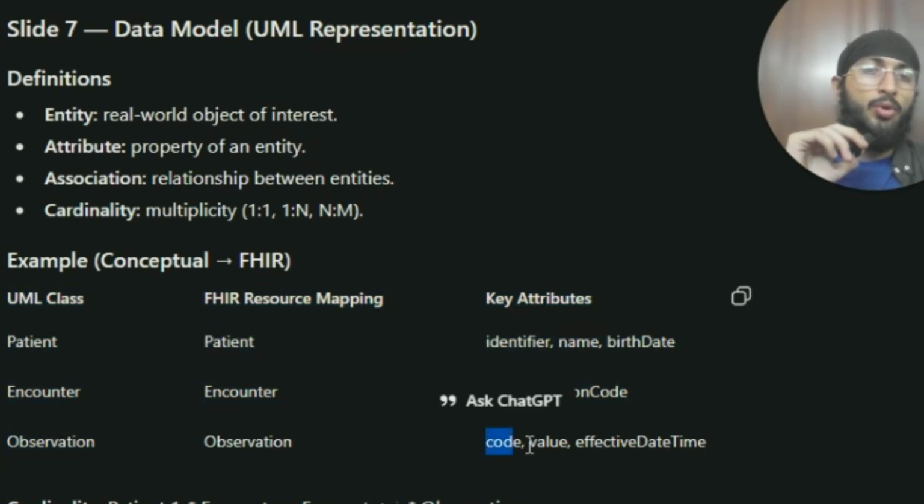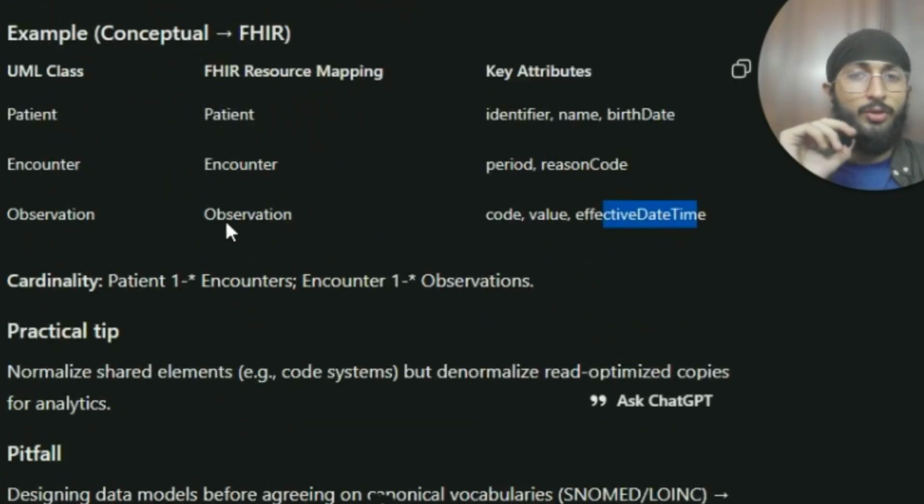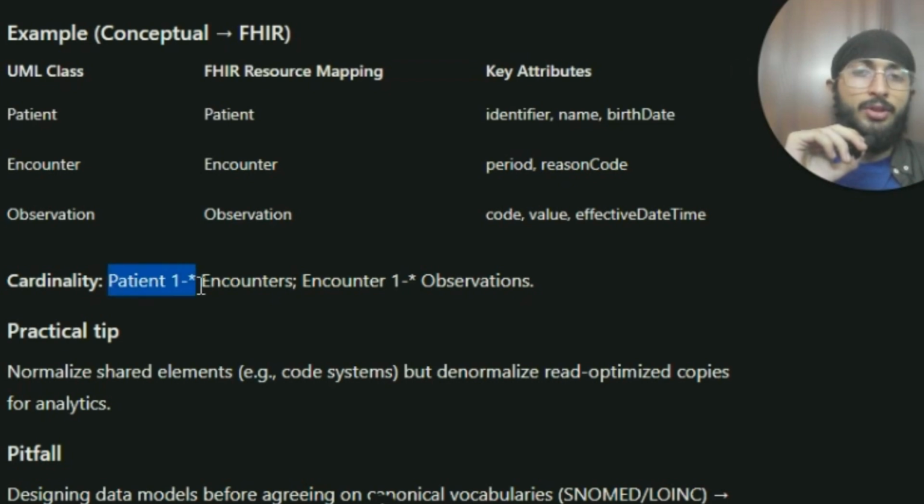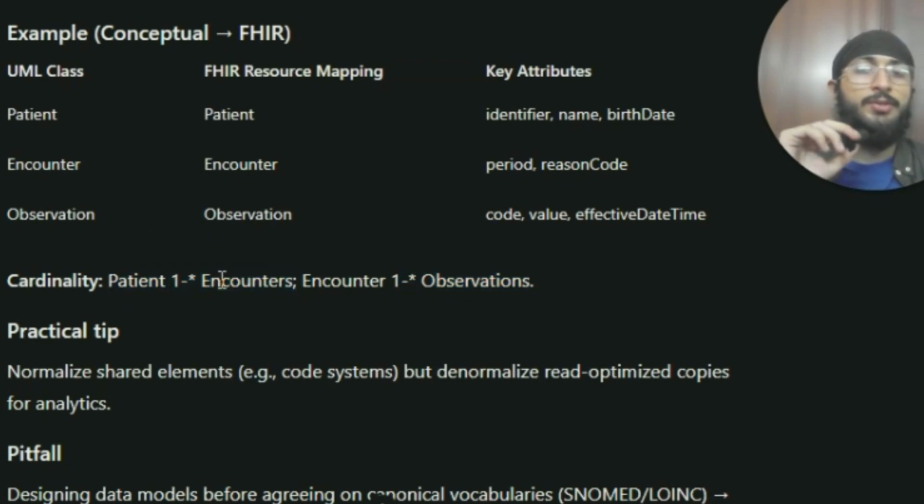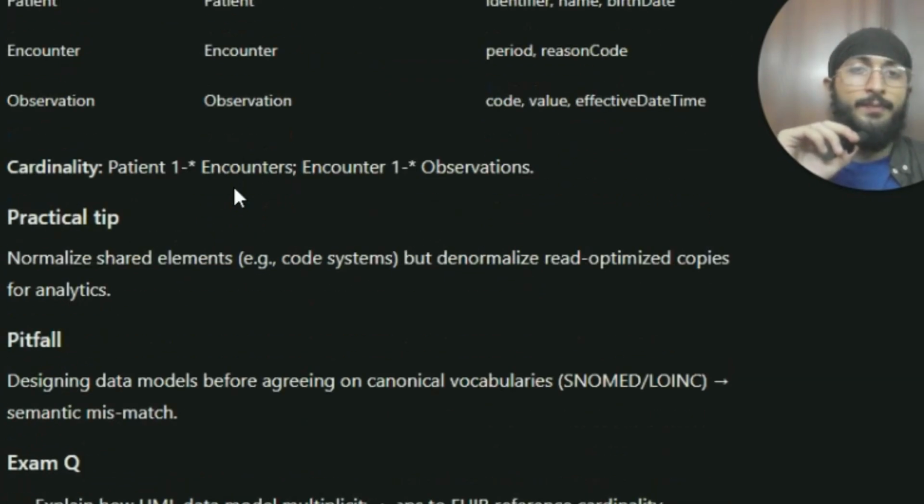Then observation code, the unique code for the observation, the value, and the effective date time on which the observation was noted. Cardinality, patient one-to-many encounters. One-star encounters means that patient is one and the number of encounters is many, right? So that is the representation. Then encounter, one-to-many observations. That means that one encounter can show many observations, and one patient can have many encounters in the EHR.